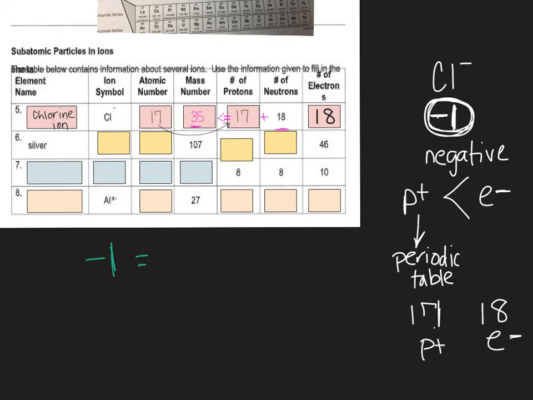Then we can set it equal to our protons are positive, so we're going to say 17 plus x, just like in math class. You're solving for the number of electrons. So looking at this, you would have -1 is equal to 17 plus x.